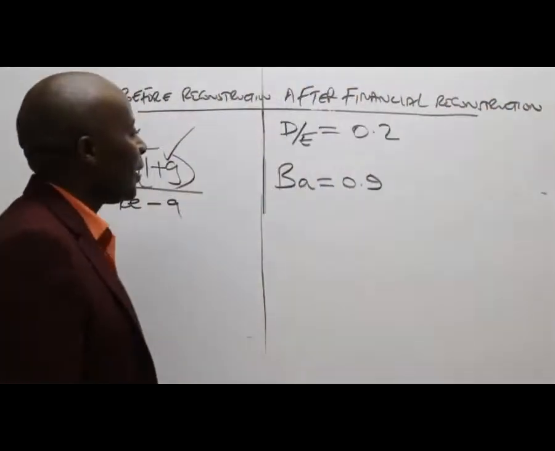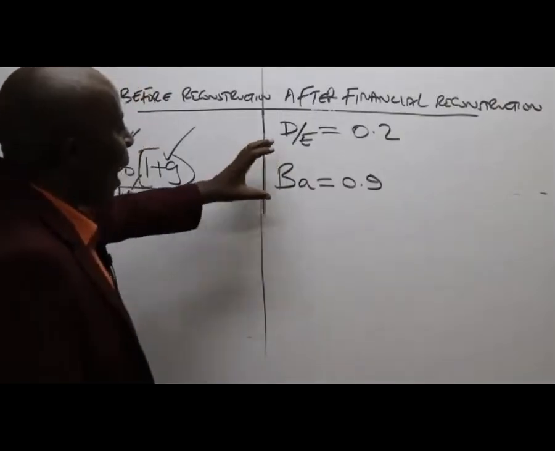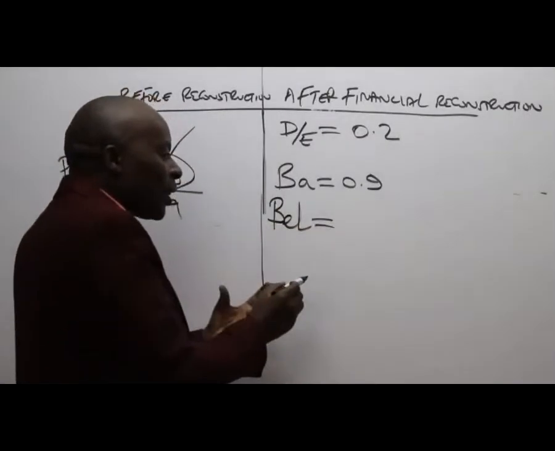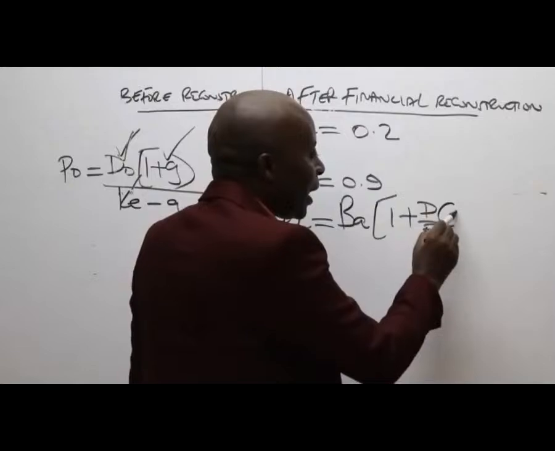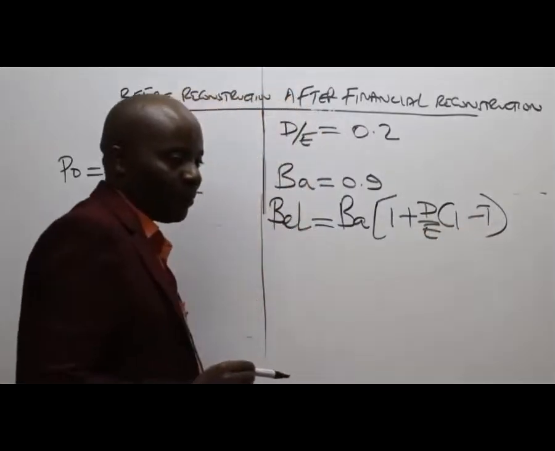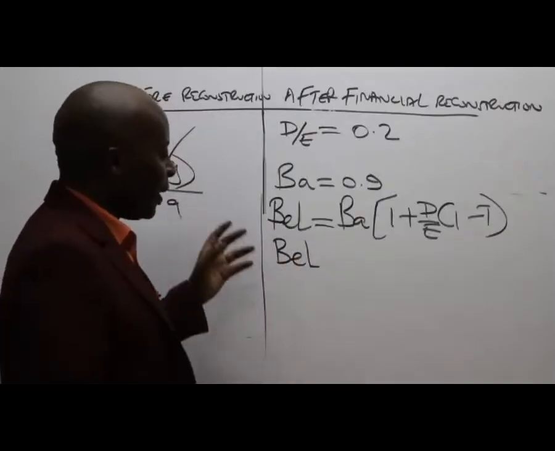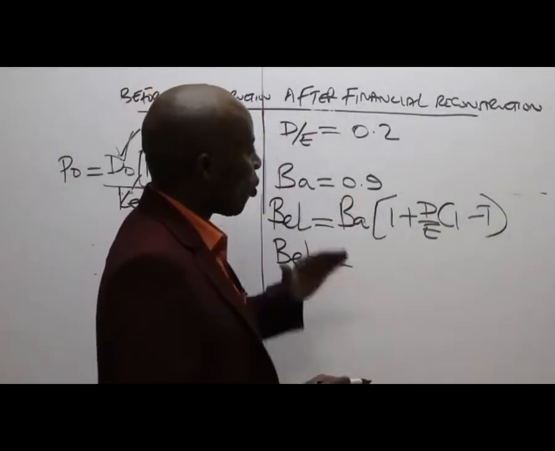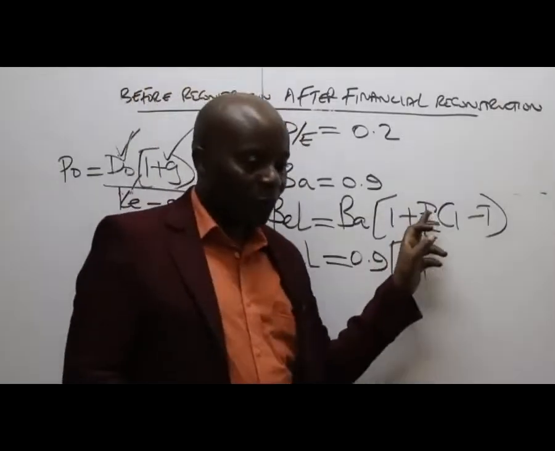So, ladies and gentlemen, look at this. When I see these beta assets, I know there is a problem. But I know that to untwist myself out of this problem, I'll have to apply Hamada's model. And Hamada's model, you are the ones who told me, is beta equity levered equals beta asset into 1 plus D over E, adjusted for taxation, right? So my beta equity of a firm that is levered will be equal to beta asset. Beta asset is the same across the board, which is 0.9, into 1 plus debt to equity.